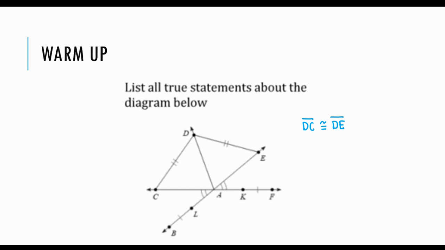I also see 2 segments with 1 tick mark, okay? Even though there are arrows in this picture, you can't have congruent rays and you can't have congruent lines because those extend infinitely. You can't pinpoint or measure that, so you can only measure segments. So notice that segment BL has 1 tick mark, and so does KF. So those are 2 segments that are congruent in this picture.